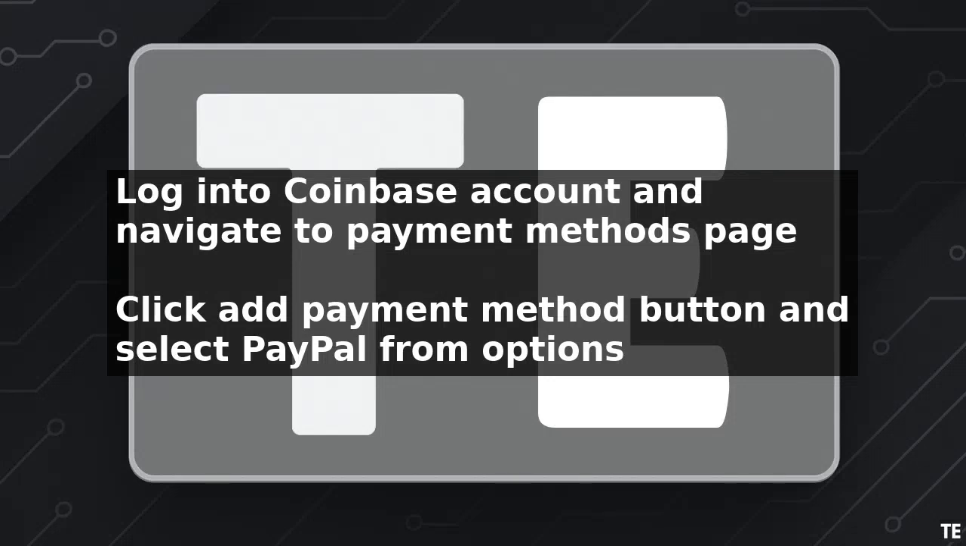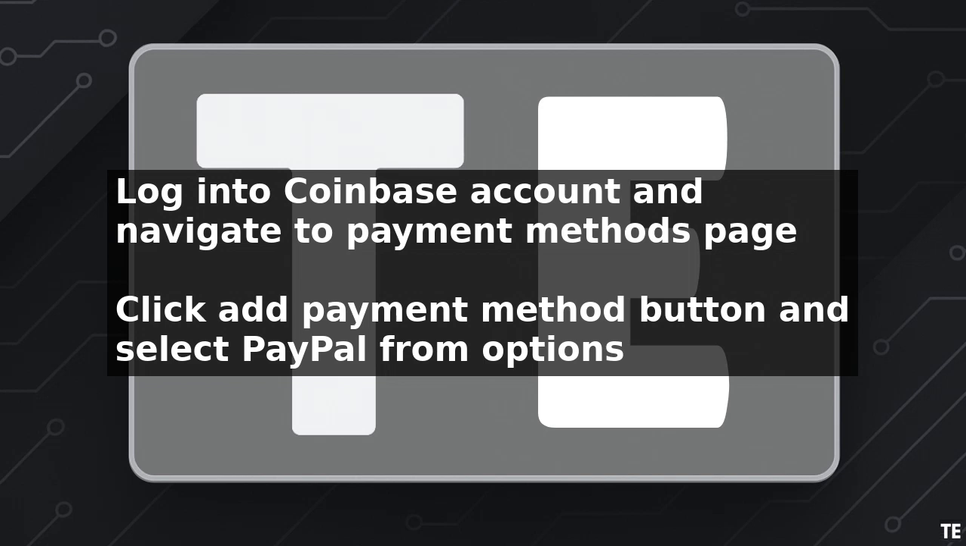To add money with PayPal in Coinbase. Start by logging into your Coinbase account and navigating to the Payment Methods page. Click on the Add Payment Method button and select PayPal from the list of available options.